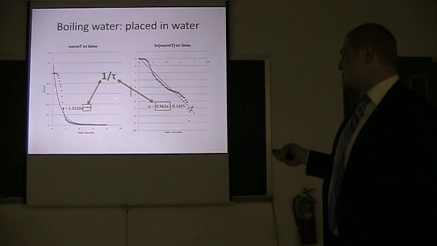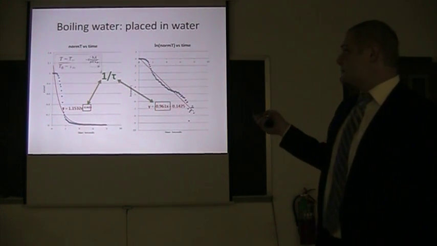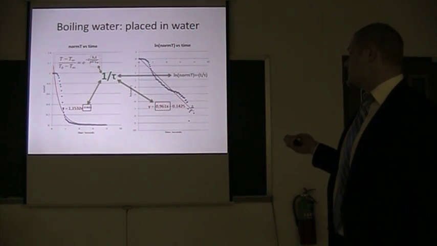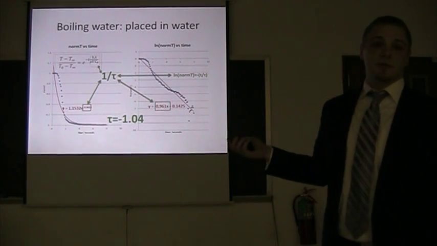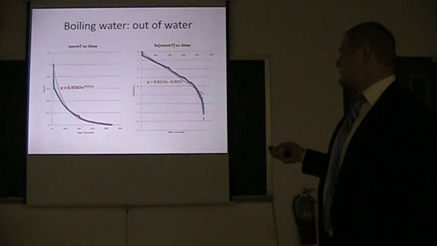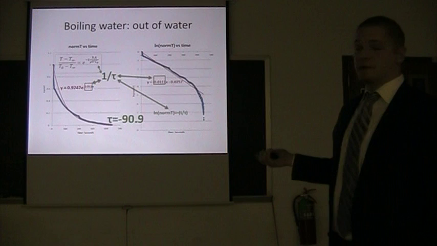Now we still have the 1 over tau from right here and right here. They match up. We're calling the past equations right here. You can see that's where you get the tau from. And finally, I got negative 1.04 for tau for this. All right, now out of water, same thing. And for tau for this one, you get negative 90.9.